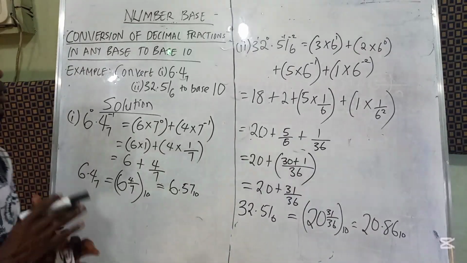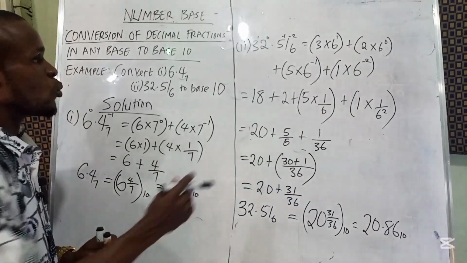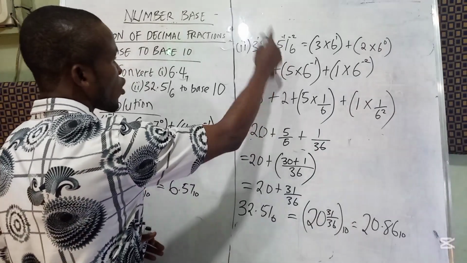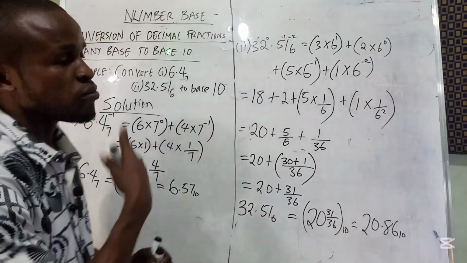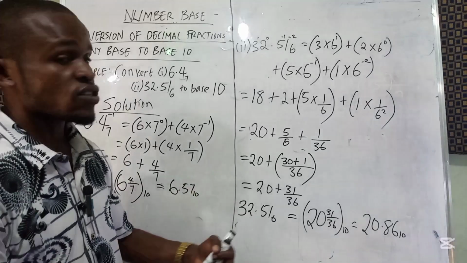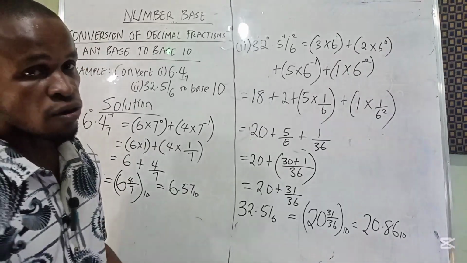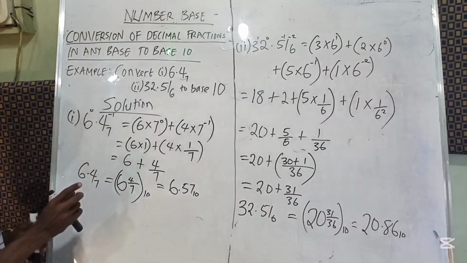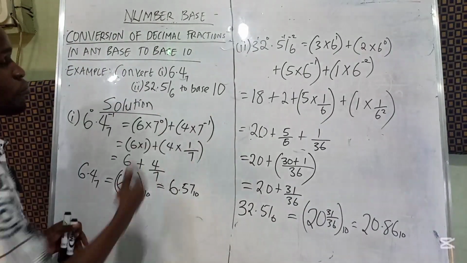Remember that when dealing with decimal fractions, for the numbers that come up after the decimal point, the first number that comes up, we are at the power of -1. The second number, that's the 100 place value, we are at the power of -2, and so on and so forth. So with this, we're able to convert these numbers to base 10.